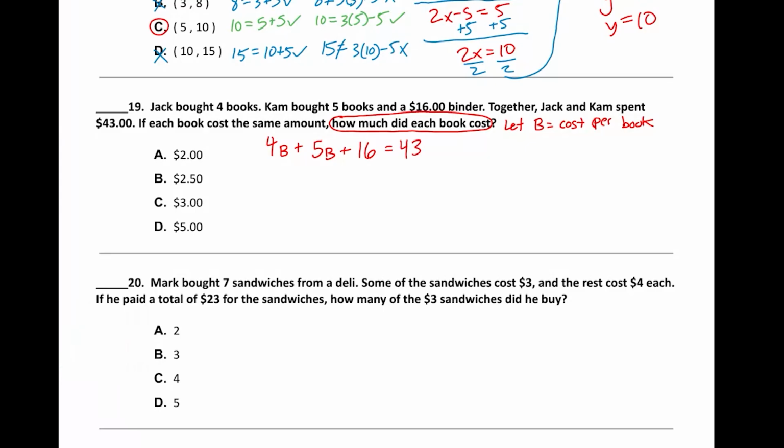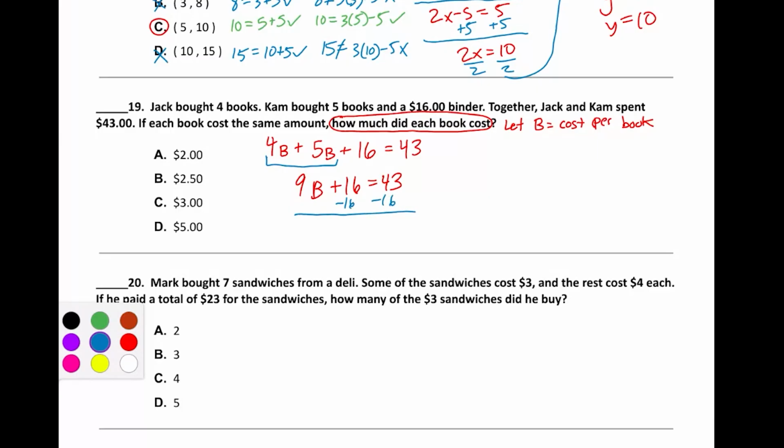And here we just need to solve the equation for b, which is the cost of a single book. When I combine my like terms, I'm going to get 9b plus 16 equals 43. Then I can subtract 16 on both sides to get 9b equals, and this is definitely a case where you want to use a calculator to make sure you're getting the arithmetic right. I'm getting 27. Then I want to divide both sides by 9. That'll give me b equals 3. So our answer is C.